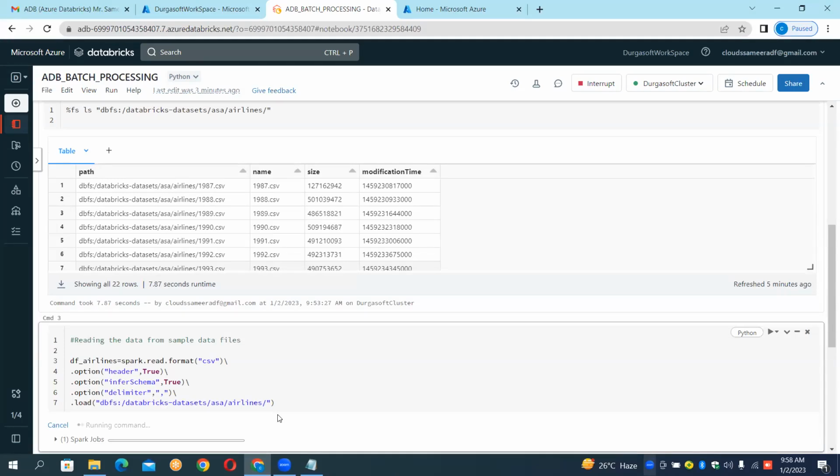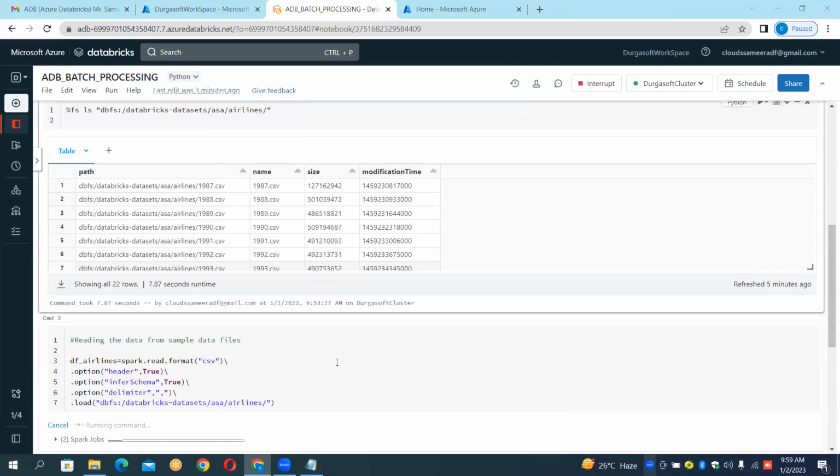Just a minute. See, it's reading now. Still it is reading. Reading a specific file.